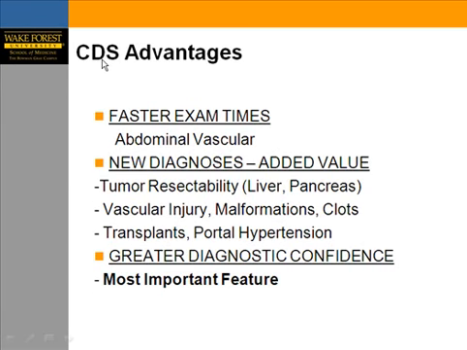Now let's talk about color Doppler advantages in general, including power Doppler. It will definitely make your exams faster. It will help you to establish a new diagnosis. It will add value to your practice. This value can be in areas like tumor resectability, liver and the pancreas, vascular injury, malformations, clots, transplants, portal hypertension, and many other areas. And the bottom line, you can get a greater diagnostic confidence, which is the most important feature why color Doppler is important when imaging the abdomen.